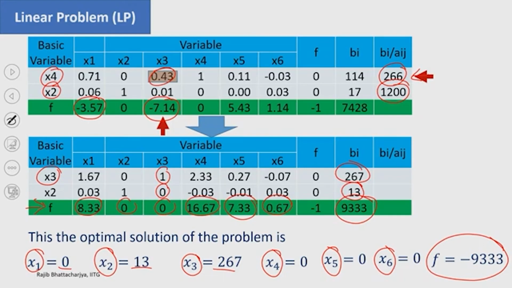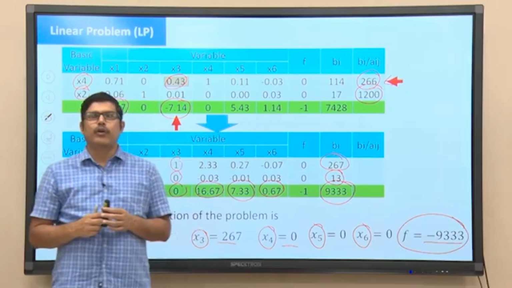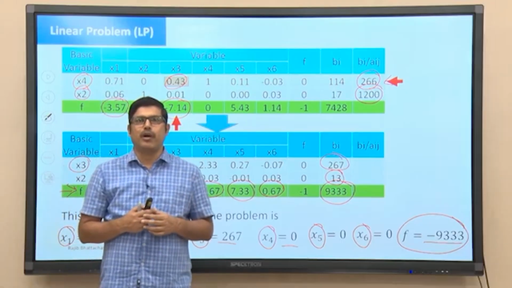I will only produce product B of 13 units and product C of 267 units, and product D is 0. So, what will I produce? Product A, there is no product A, product B 13 units, product C 267 units and product D 0, and the maximum benefit I can achieve is 9333. So, we got the solution of this problem.